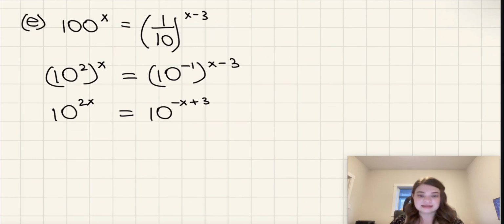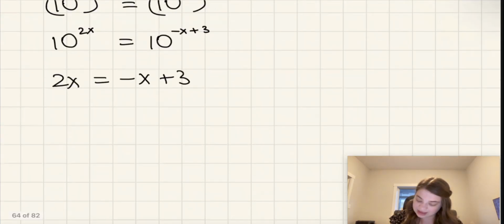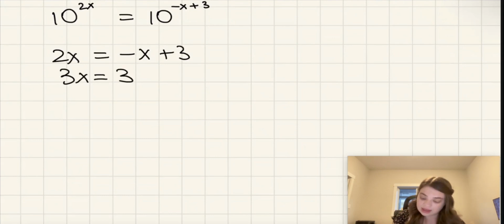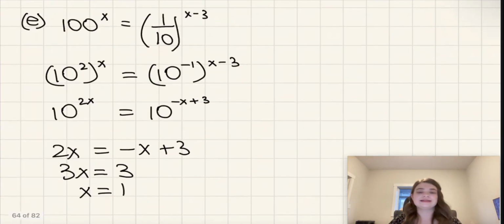Now we have that 10 to the power 2x is equal to 10 to the power of negative x plus 3. So that tells us that 2x must be equal to negative x plus 3. If I add x to both sides, I get that 3x is equal to 3. And if I divide both sides by 3, I get that x is equal to 1. And so that's our final answer here, that x is equal to 1.